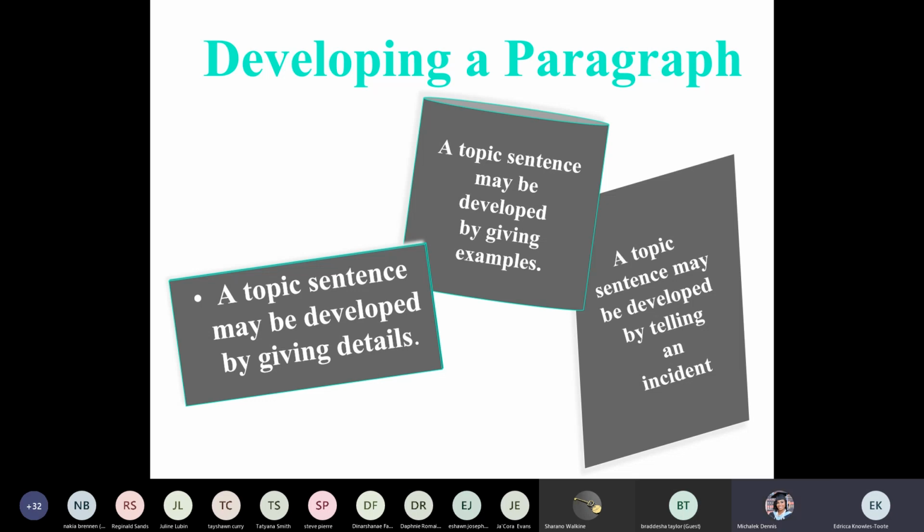We can give examples. We can give details. We can develop it by telling an incident. Good job, Wadley. Or what's another word for that? What's another word that we can use for incident?